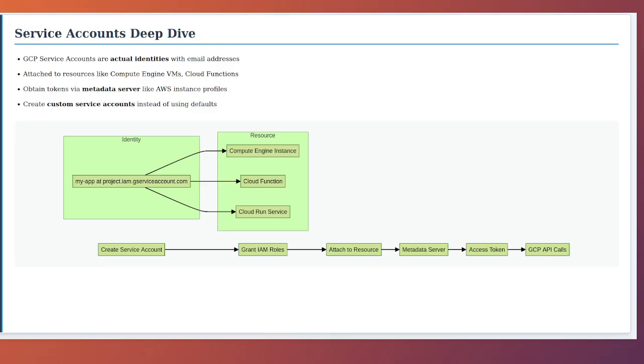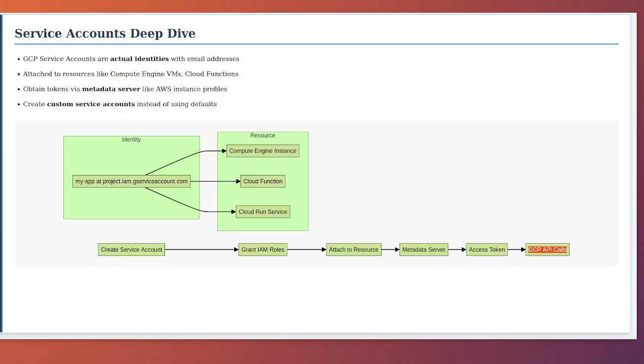The diagram shows the lifecycle of service account usage. You create the service account in your project, grant it the necessary roles through IAM bindings, attach it to a resource, and then the resource uses the metadata server to obtain tokens. Those tokens allow the resource to call GCP APIs with the service account's permissions.